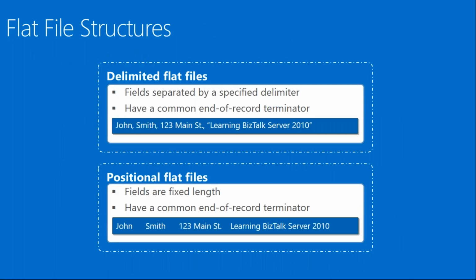BizTalk, of course, supports delimited flat files that are separated by a character, comma or double comma or another type of character to split the records, and positional, where fields are fixed by a length of characters, and of course a mix of both is also supported.